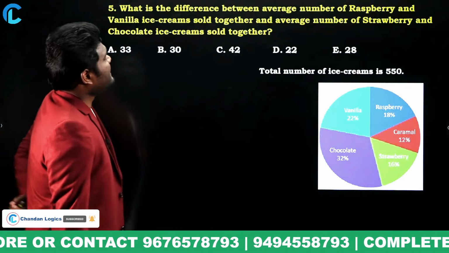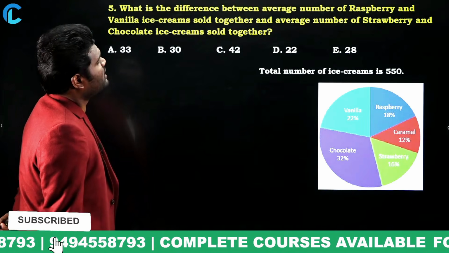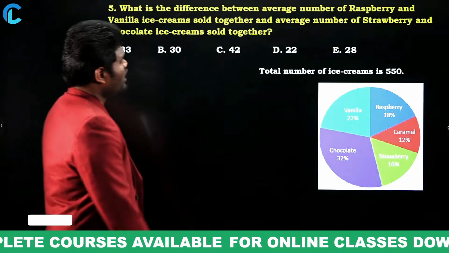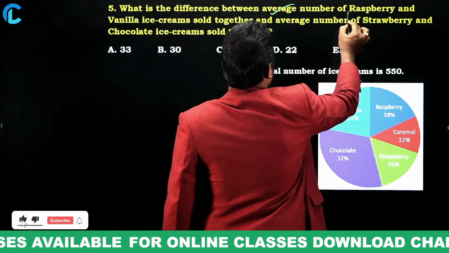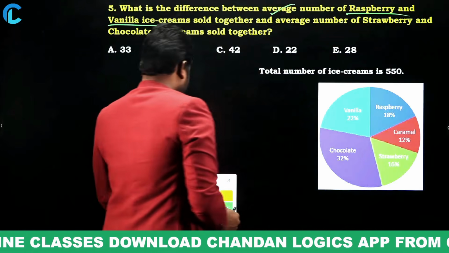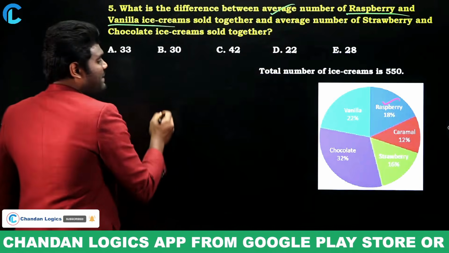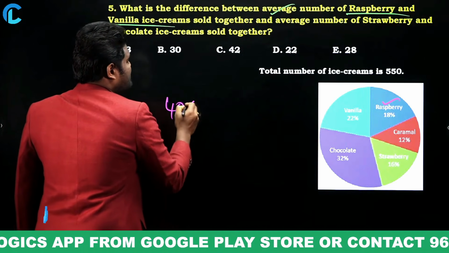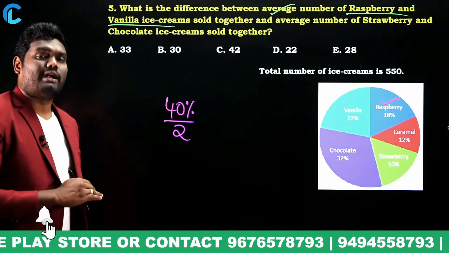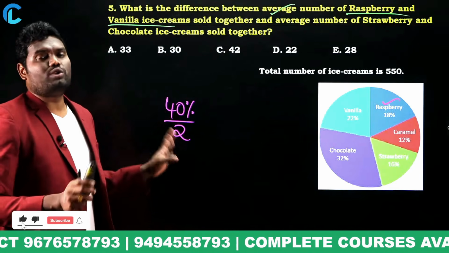Next, what is the difference between the average number of raspberry and vanilla ice cream sold together and the average number of strawberry and chocolate ice cream sold together? Look here, raspberry, vanilla combined together. Raspberry 18, vanilla 22. Both of them combined together will be how much? 40%. As they are saying average, it is nothing but divide by 2. But truly speaking, it is not required. Divide by 2 is not required. The reason is here you will divide by 2, here you will divide by 2. But don't do this calculation.